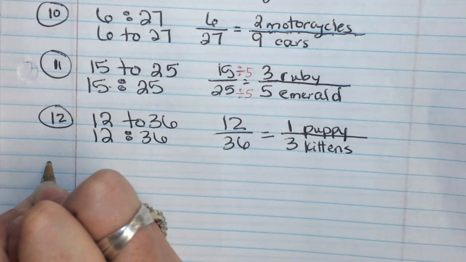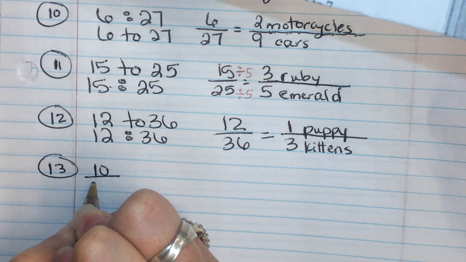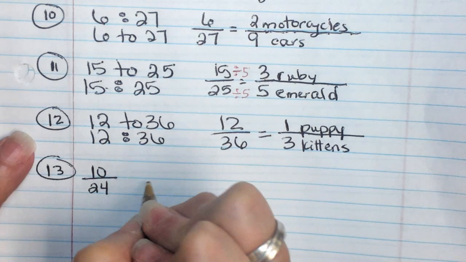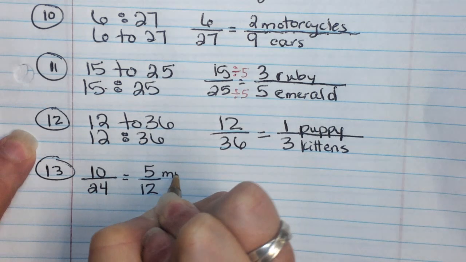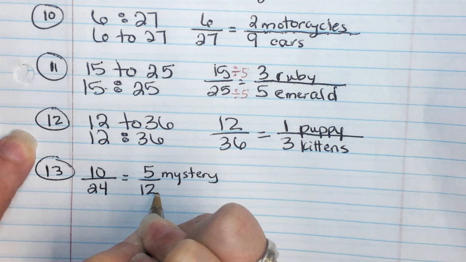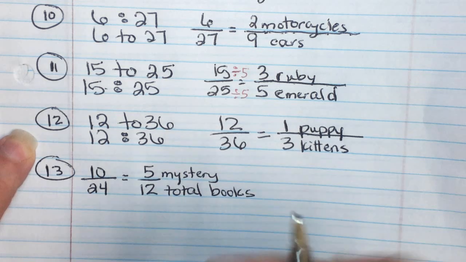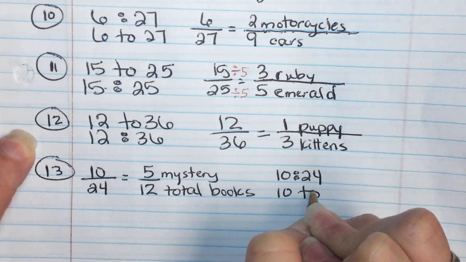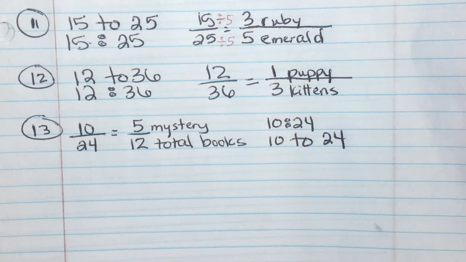So my ratio would be 10 to 24. I was trying to see if they said anything about fraction, but that's okay. 2 would be 5, 2 would be 12. Total books. You might have 10 to 24. Years past, when I was actually at school teaching this lesson, I would say which ones you had to write all 3 ways. I wasn't here though.